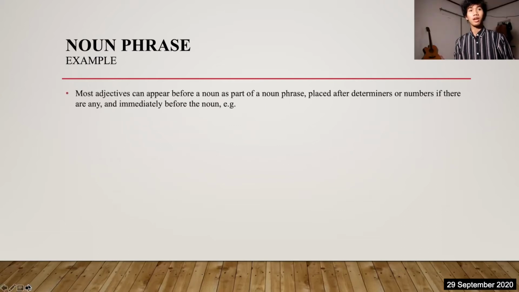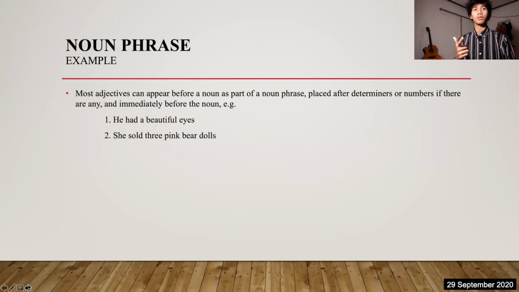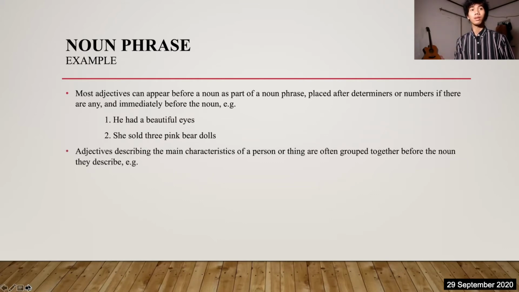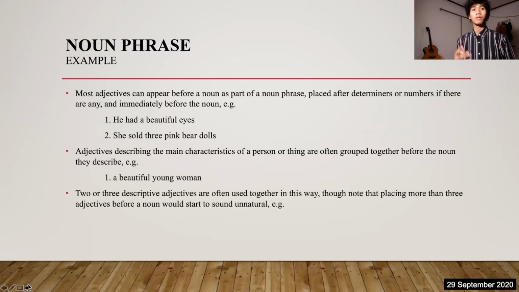Most adjectives can appear before a noun as part of a noun phrase, placed after determiners or numbers if there are any, and immediately before the noun. For example, he had a beautiful eyes and she sold 3 pink bear balls. Adjectives describing the main characteristics of a person or a thing are often grouped together before the noun they describe. For example, a beautiful young woman. 2 or 3 descriptive adjectives are often used together in this way, though note that placing more than 3 adjectives before a noun will start to sound unnatural. For example, an elegant wooden wall.